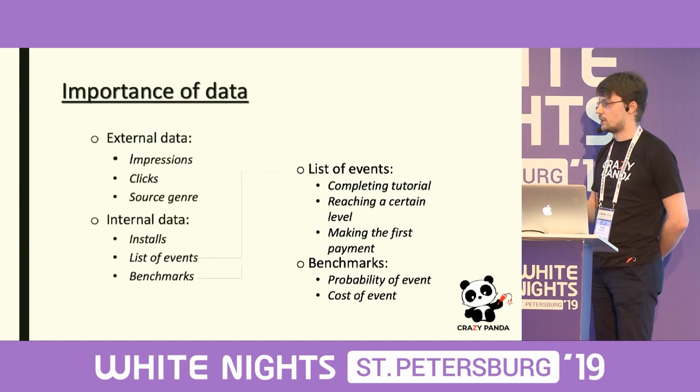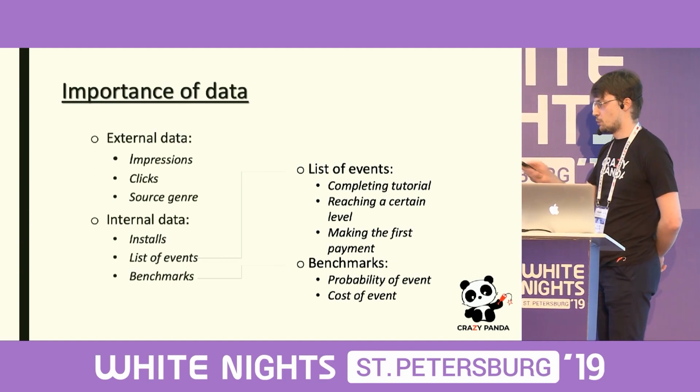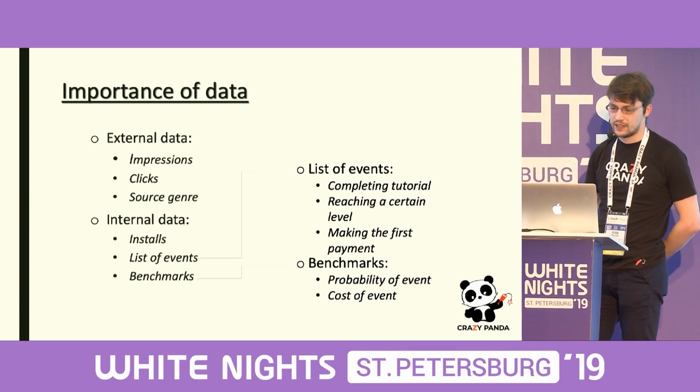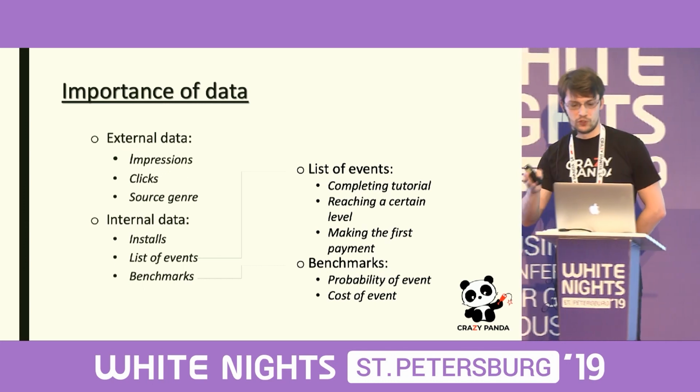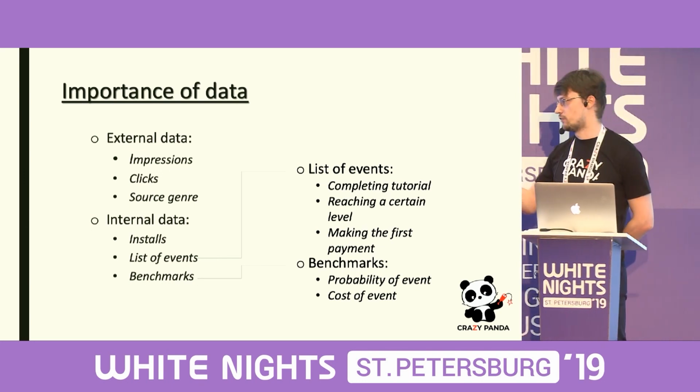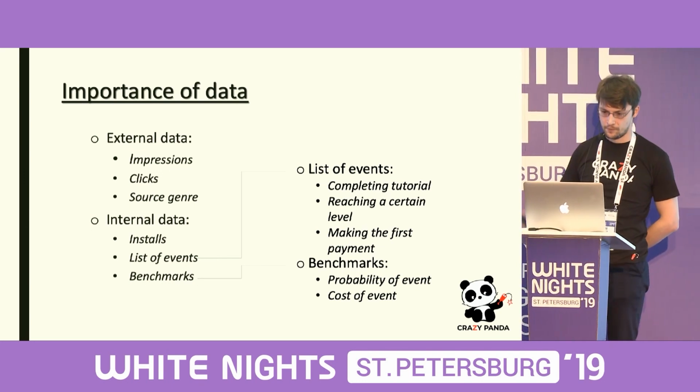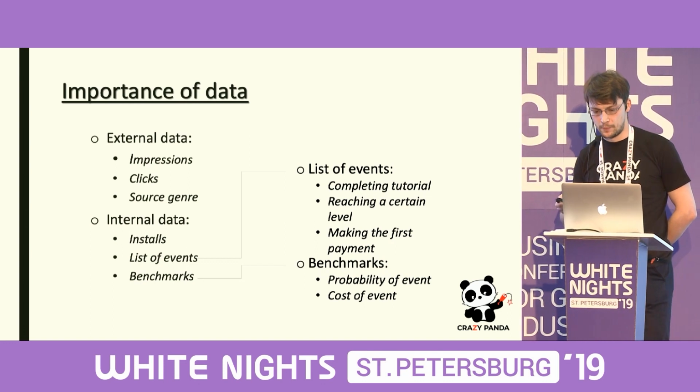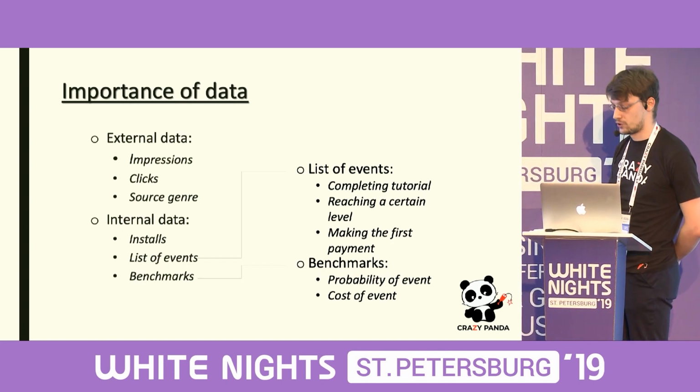And the last one is benchmarking. Benchmarks are the probability of an event, for example, the percent of users usually reaching a certain level, for example, level 10 in an app. And the second one is the cost of event.